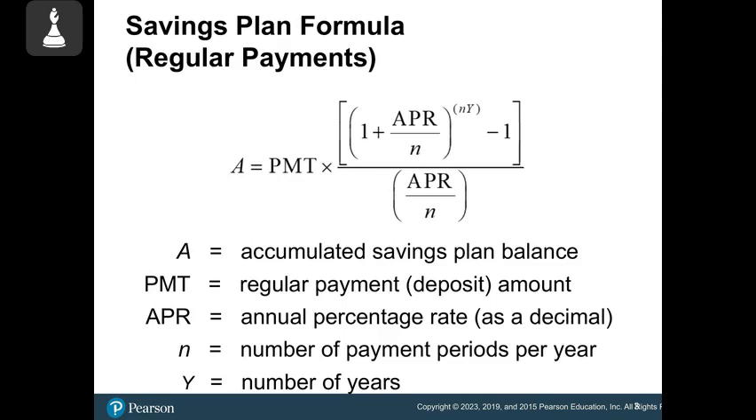So you'll see here, this is a pretty large formula. I'm going to show it to you once, and then, just like last time, show you a website that will help us calculate this a lot easier than by hand. But our variables, again, A for the amount, P is going to be a repeated payment. We have our APR, which is still our annual percentage rate. N is the number of payment periods per year, and then Y is our number of years.